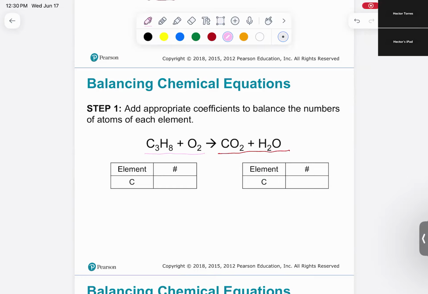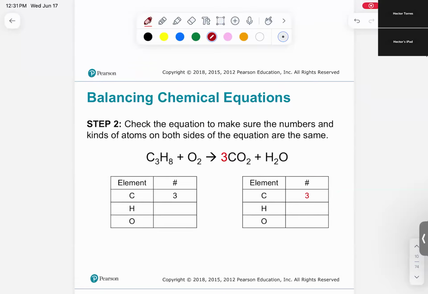The first thing we're going to do is see how many carbons we have. On the reactant side, we have 3. I'm going to change colors because that's kind of hard to see. On the reactant side, we have 3 carbons. On the product side, however, we only have 1. So that's already going to be a difference between the two, and we know we're going to have to balance that. So let's go to step 2.